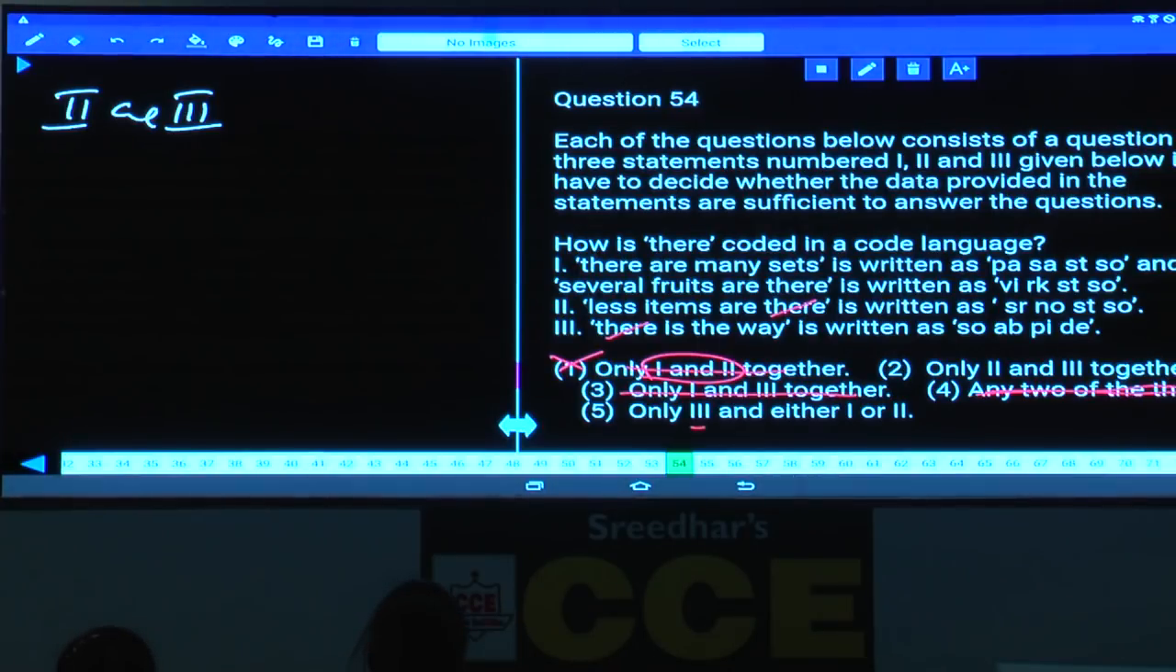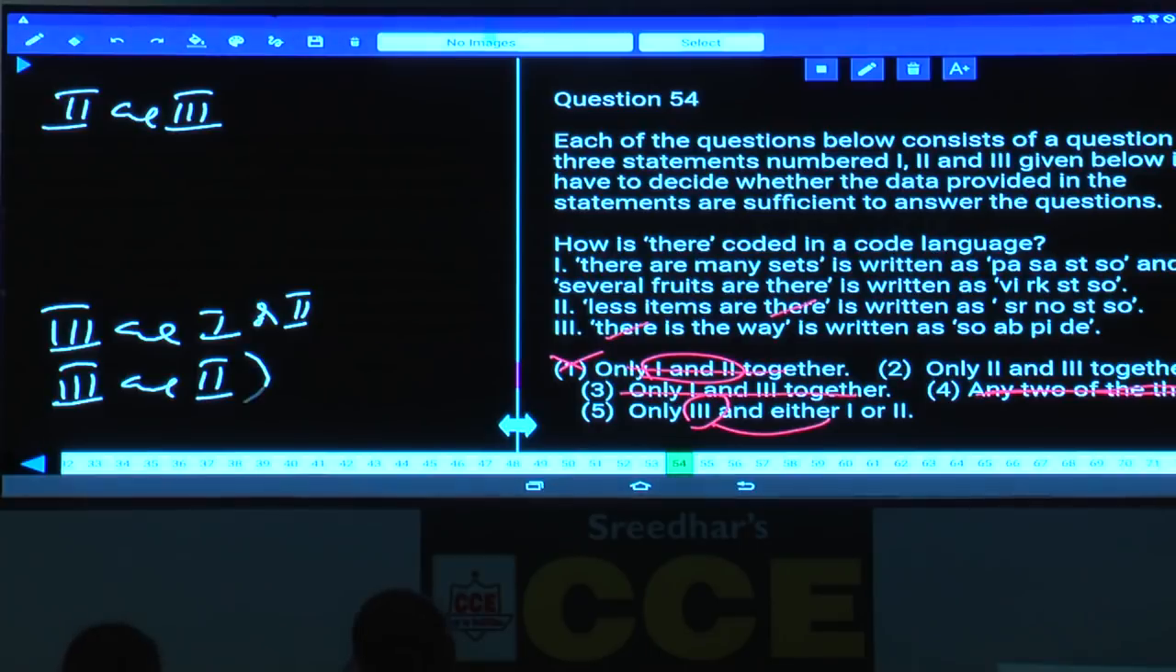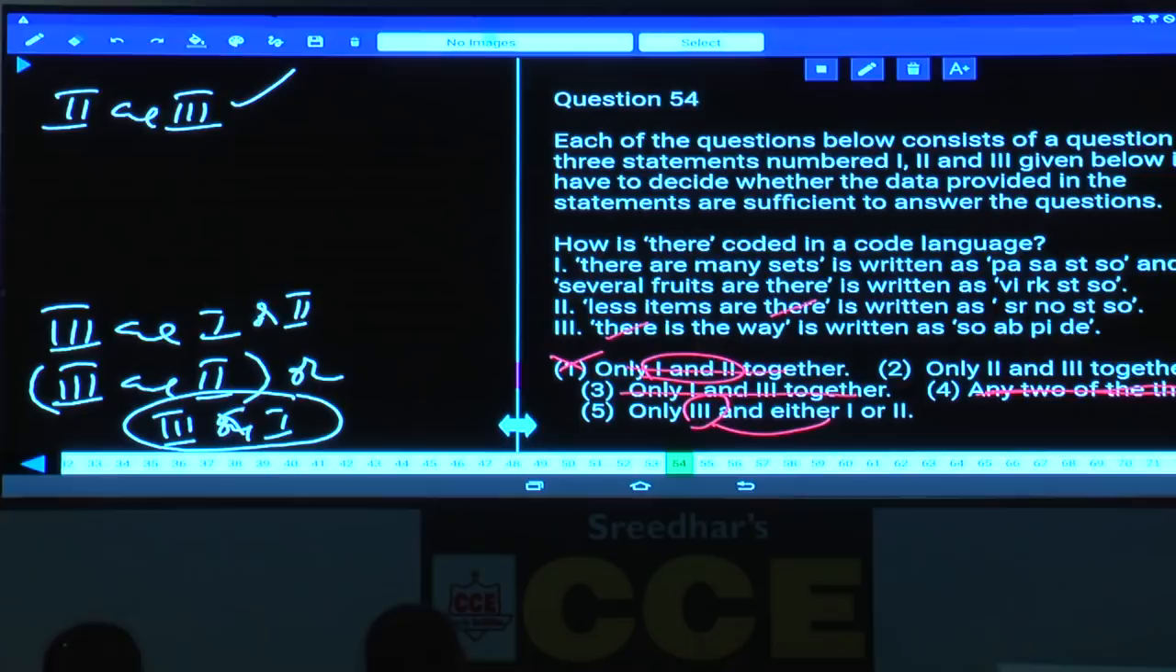Now I was left with 3 and either 1 or 2. What do you mean by 3 and either 1 or 2? It means 3 and 2, or 3 and 1. As of now I got the answer with 3 and 2. Now I should check whether with 3 and 1 also I am getting the answer. If with 3 and 1 also I get the answer, then choice 5. Or else only choice 2 is the answer.